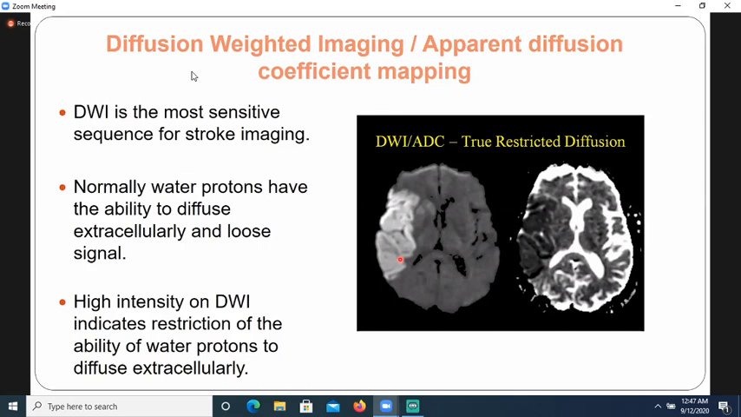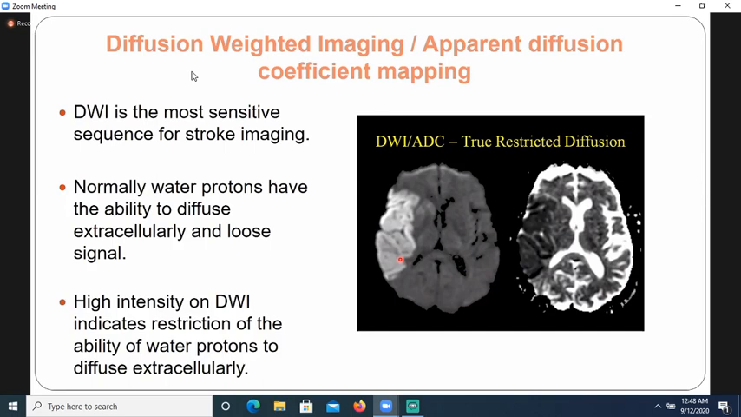The physics of the MR is very difficult and it is beyond your level. But it just shows the diffusion restriction. Normally the water protons have the ability to diffuse extracellularly, meaning from the cell, the water molecules diffuse extracellularly and lose signal. But when there is a diffusion restriction, meaning there is an infarction or any restriction, water cannot go out from the cell and inside the cell it appears bright.